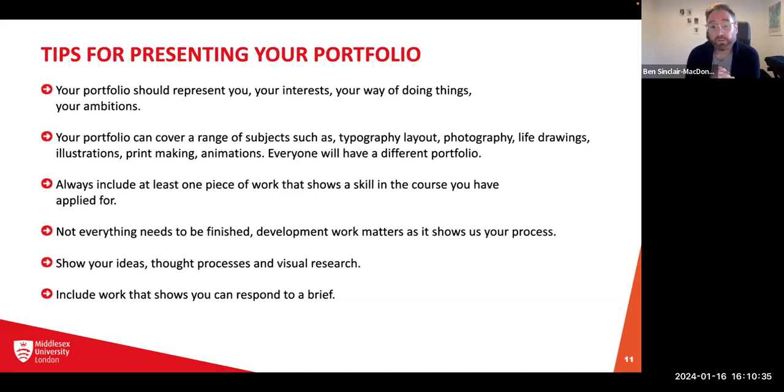Always include at least one piece of work that shows a skill in the course that you've applied for. So for example, if you applied for interiors, we'd love to see that you've done a great drawing of a building, or perhaps you've sketched a part of your room, or perhaps you've taken some brilliant photographs around the city of some cool bits of architecture you've seen. Something that relates is always good to see, and I'm sure the fashion guys would say the same, and product design. You want to have something that's linked to that course to show that you've got a bit of passion for it in some way.